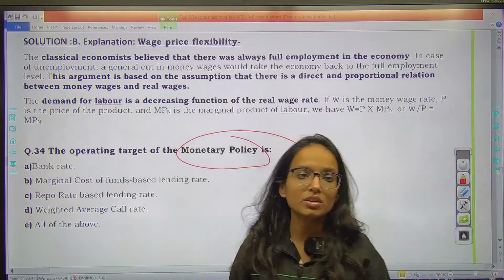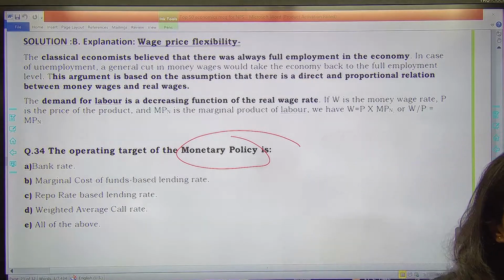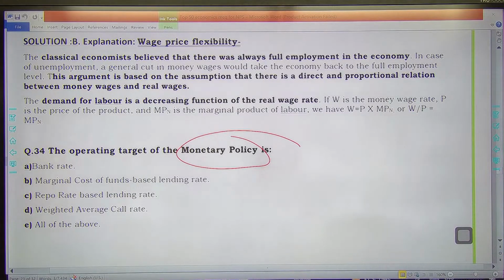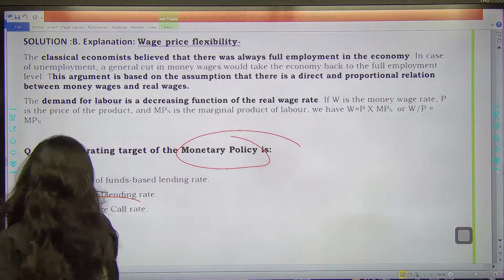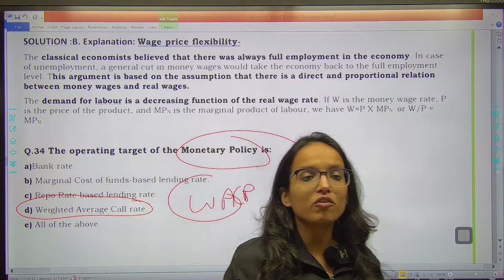The next question, operating target of monetary policy. Very, very important question. Which of the following is known as the operating target of monetary policy? In the monetary policy class I told you about this, this is a very favourite question. What do we call the operating target of monetary policy? Very good. Weighted average call rate, right? So WACR. WACR is the operating target of monetary policy.